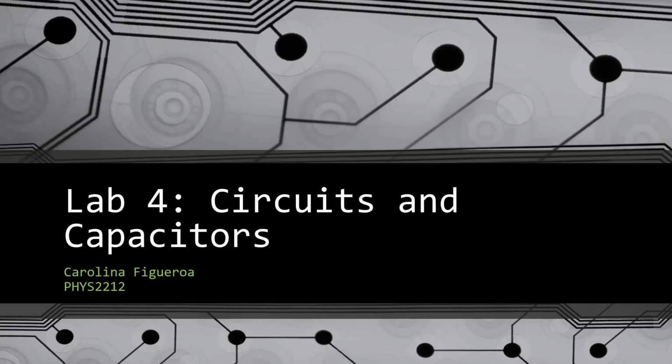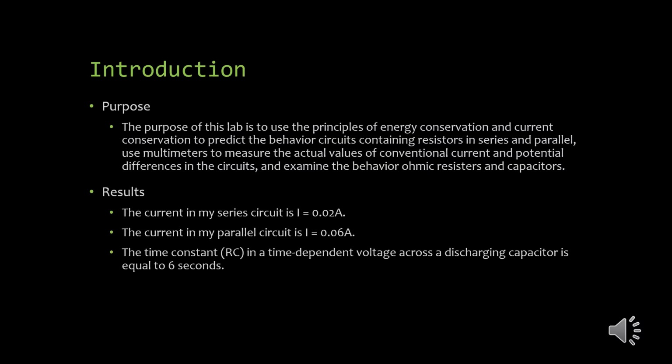Hello, I'm Carolina Figueroa, and this is Lab 4, Circuits and Capacitors, for Physics 2212. The purpose of this lab is to use the principles of energy conservation and current conservation to predict the behavior of circuits containing resistors in series and parallel, use multimeters to measure the actual values of conventional current and potential differences in the circuits, and examine the behavior of ohmic resistors and capacitors.